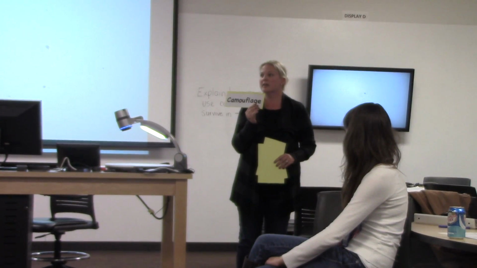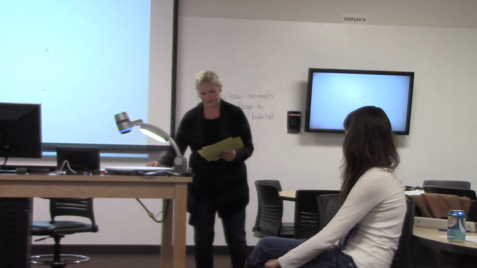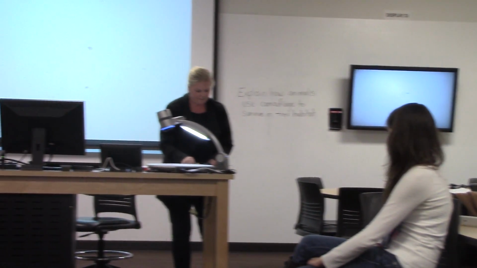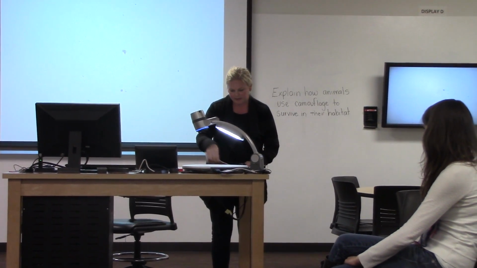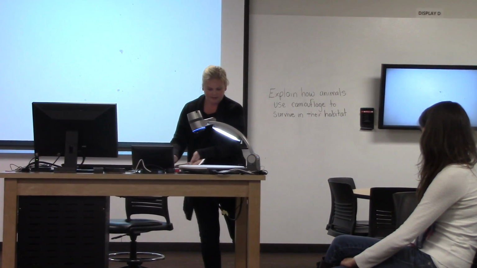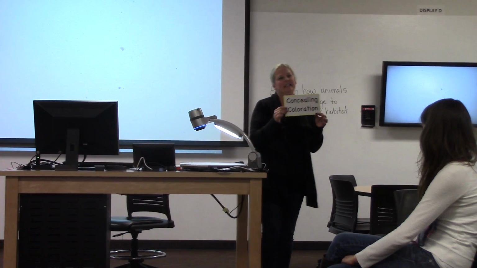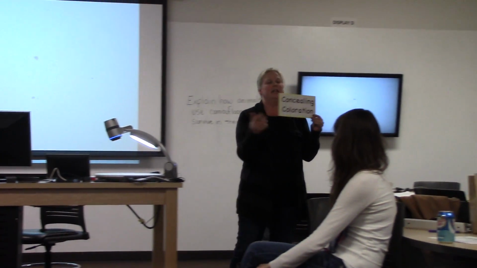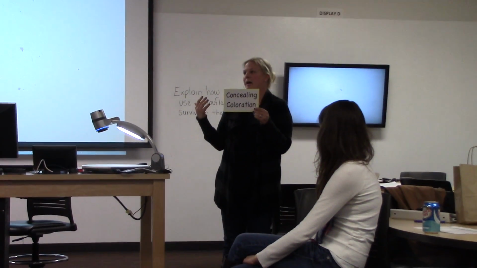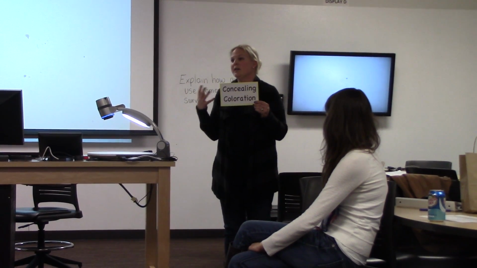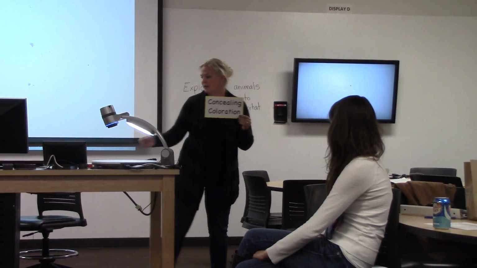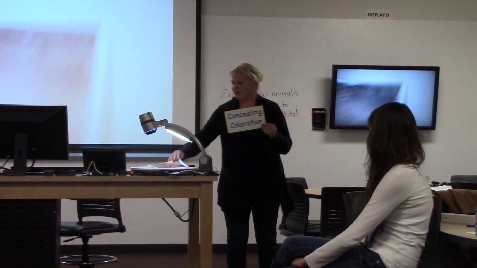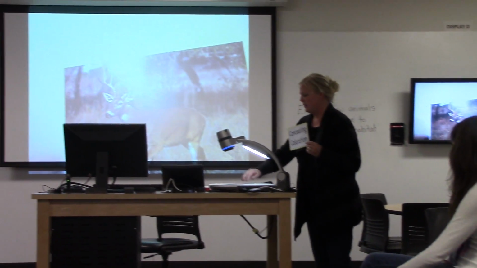Now there are 4 types of camouflage. The first one we're going to talk about is called concealing coloration. And this is a big term, but probably what you think of most often when we think of camouflage.